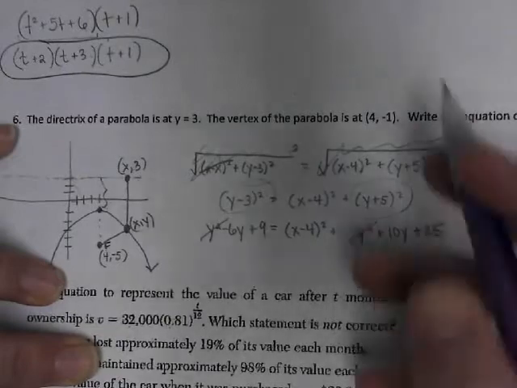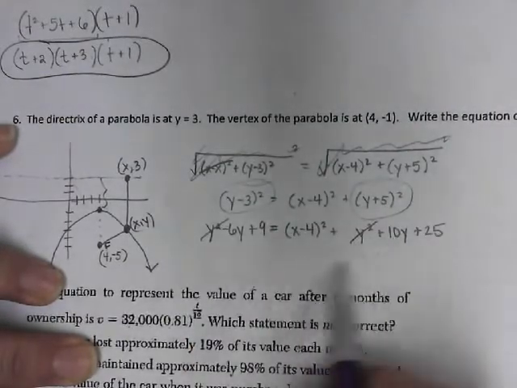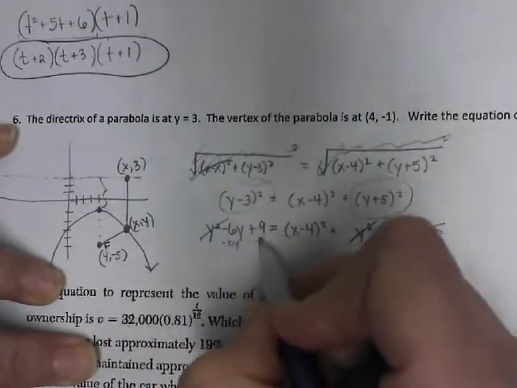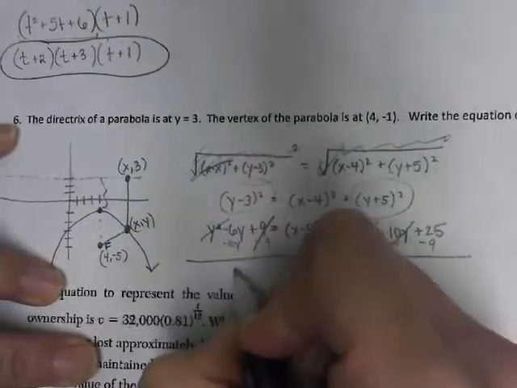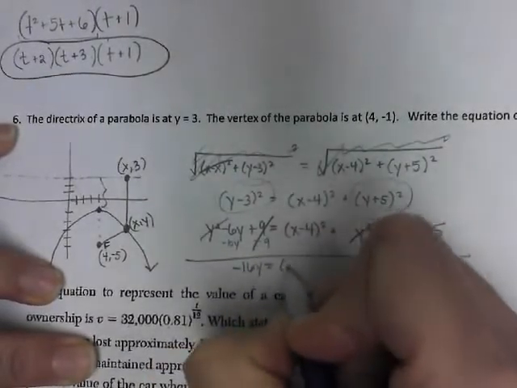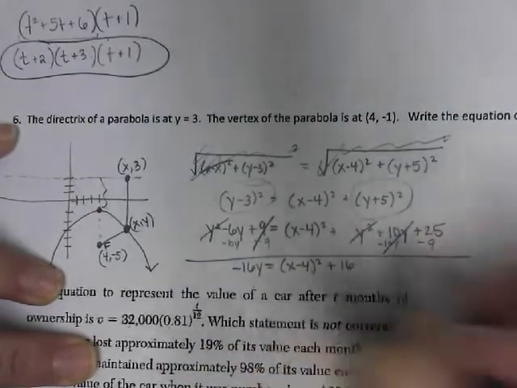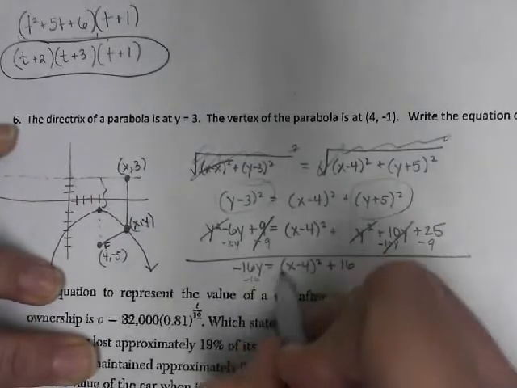So subtract y² from both sides. It's going to cancel those. Here's my equal sign. Get all my y's over to the left, so I'm going to subtract this 10y over. I'm also going to lose this plus 9. So my left side will be -16y = (x - 4)² + 16. And I'll divide everything by this -16.